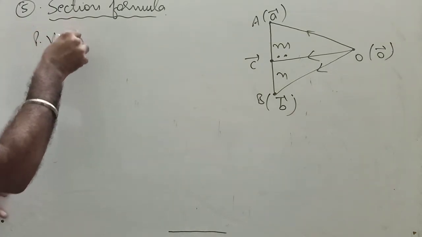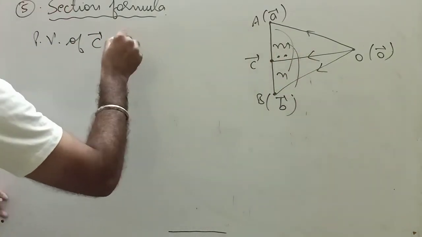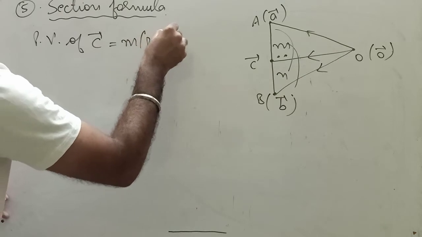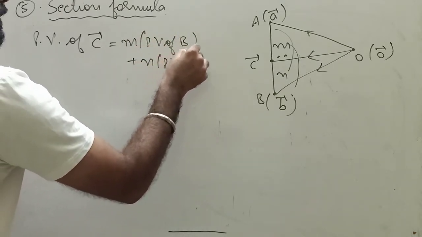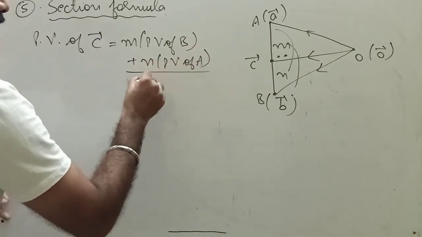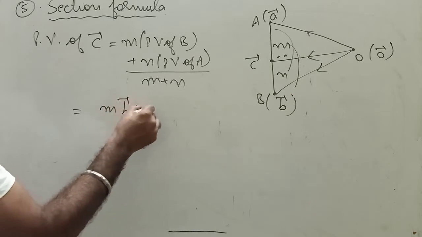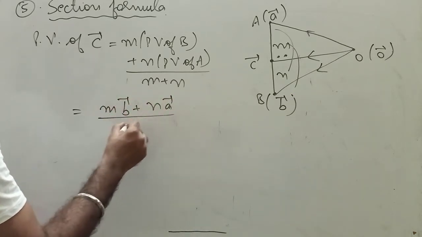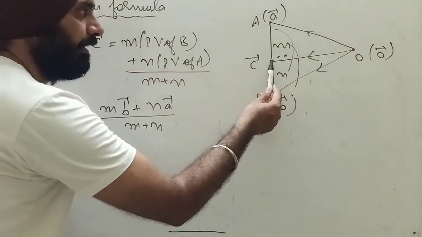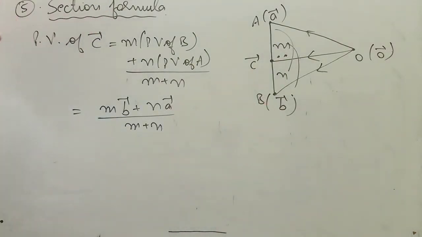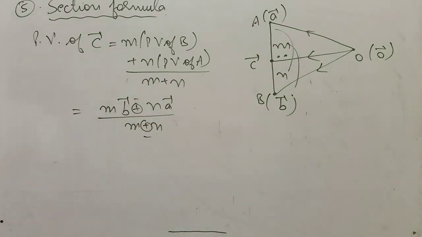So in case of internal division, the position vector of C is equal to m into the position vector of B plus n into the position vector of A, divided by m plus n. So this is equal to (mb plus na) divided by (m plus n). And if the word is externally, if C divides externally in the ratio m to n, then there will be negative signs. So this is the section formula.